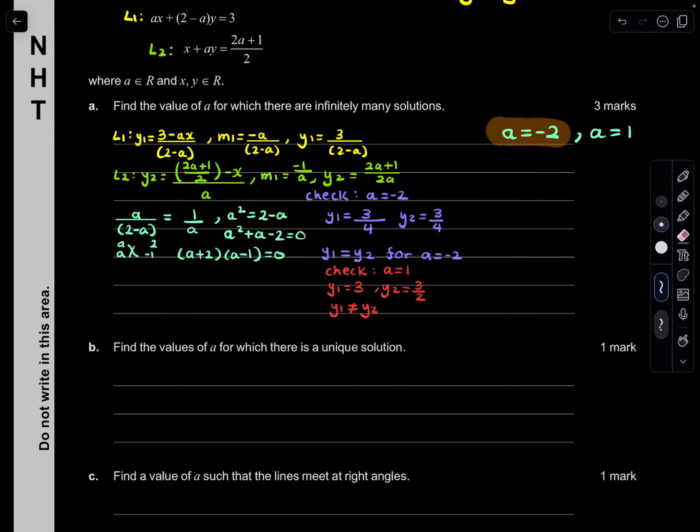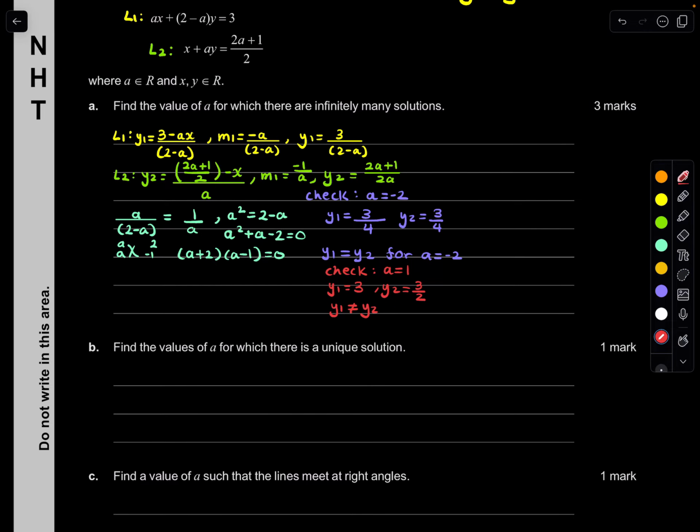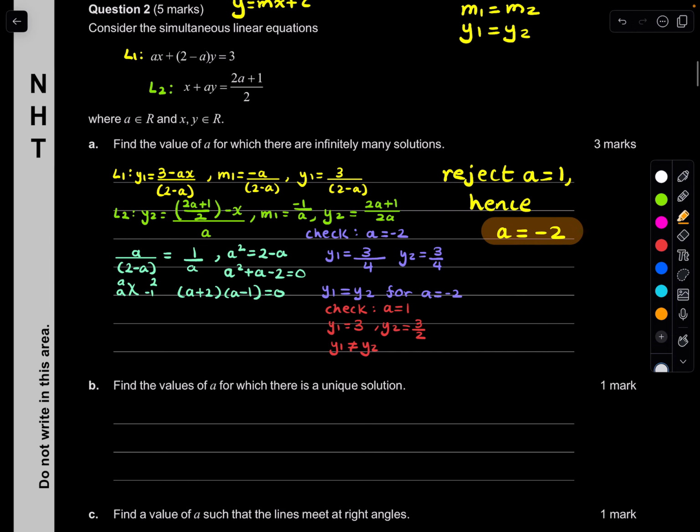I'm going to say reject a equals 1. Hence, a equals negative 2. That is your answer. Basically, this should only be your answer. And we are meeting the condition because it's saying find the value, only one value. Beautiful. So that is the first way to do it.